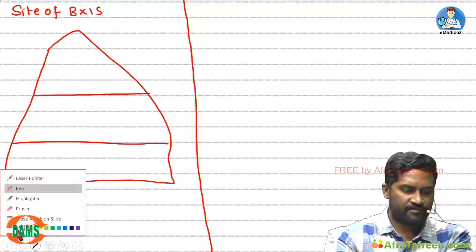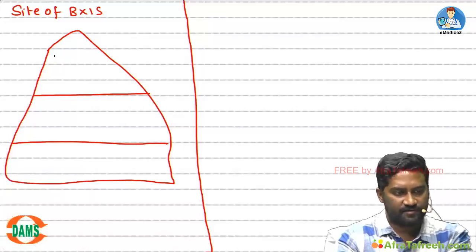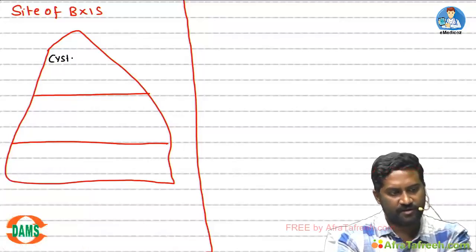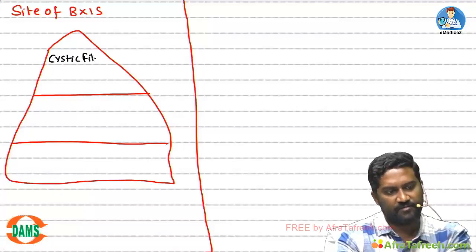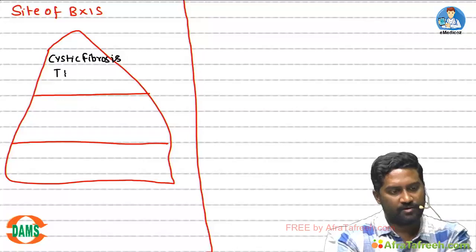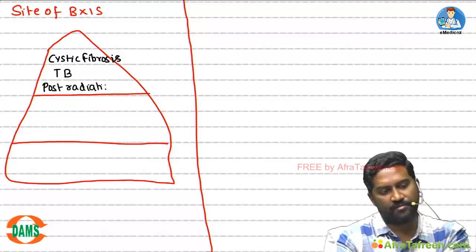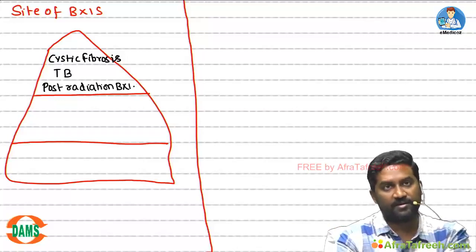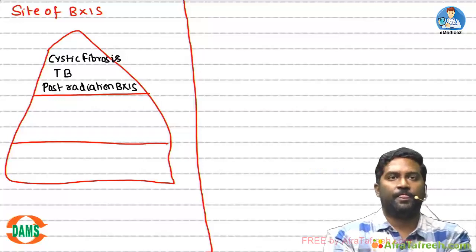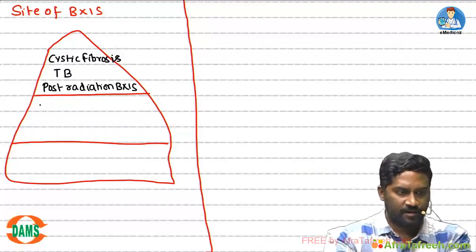Upper zone bronchiectasis is frequently seen with cystic fibrosis, tuberculosis, post-radiation bronchiectasis. After radiation also there can be damage to the bronchi that can result in bronchiectasis.